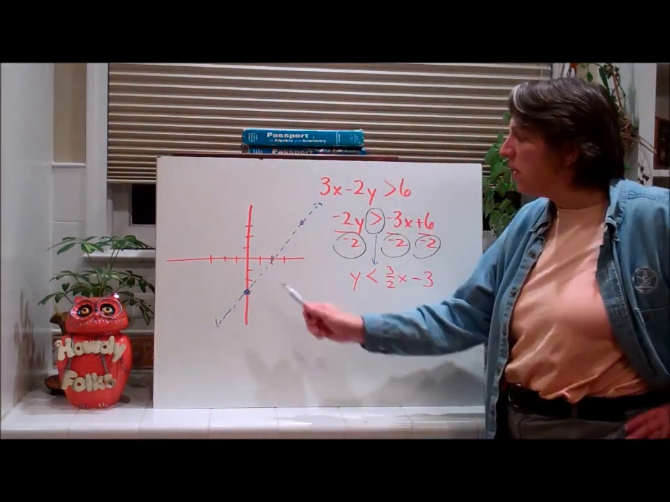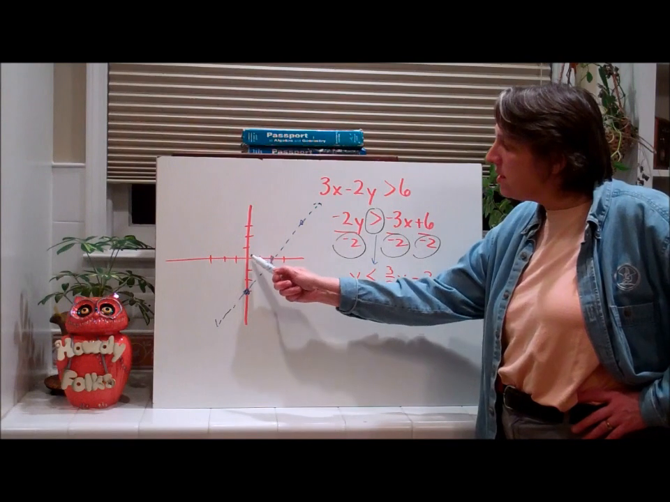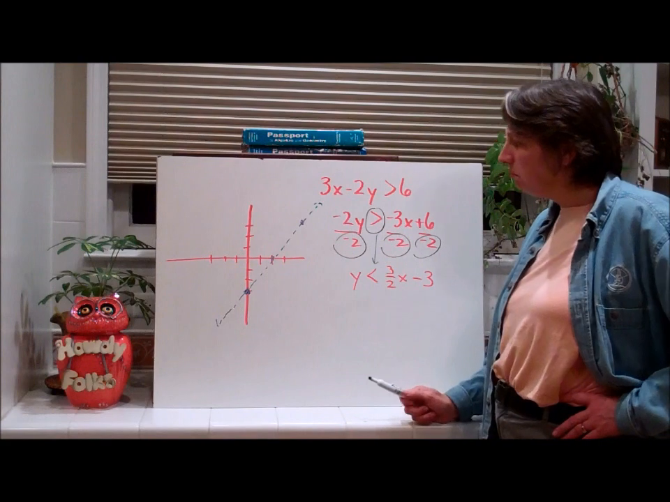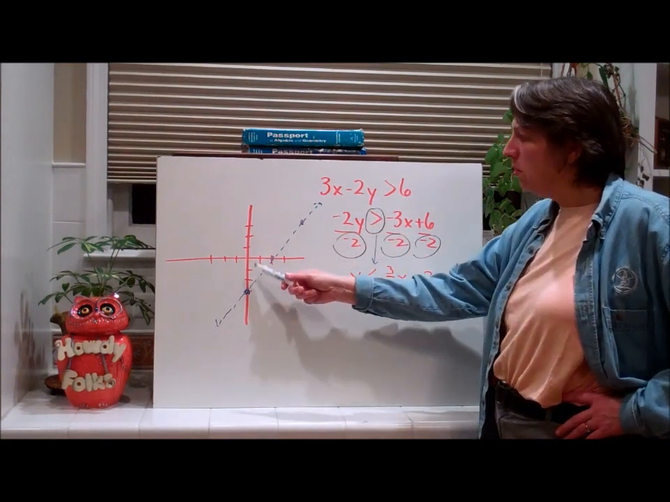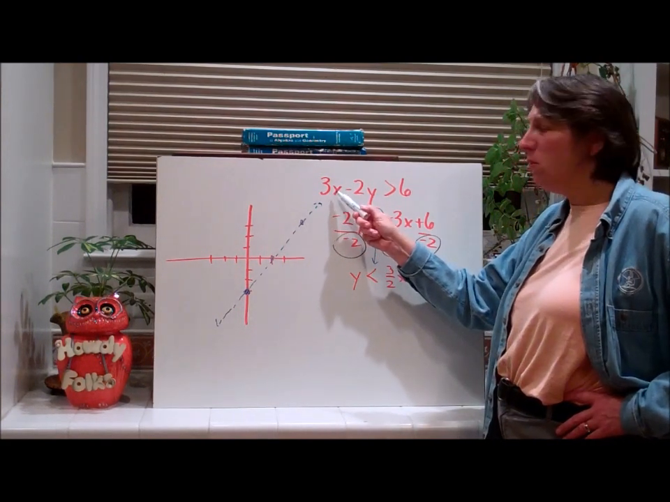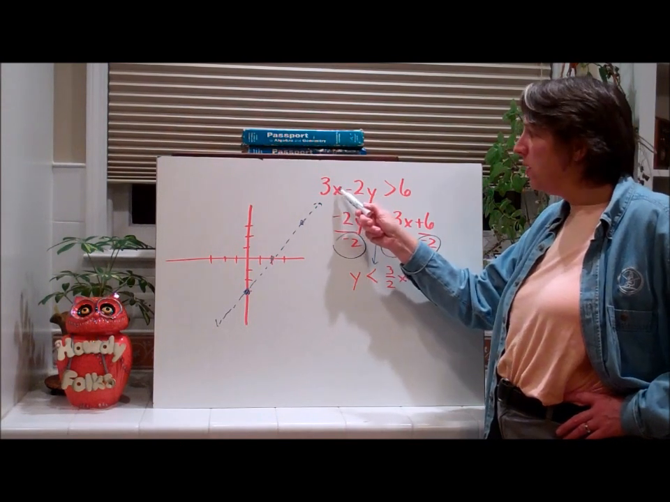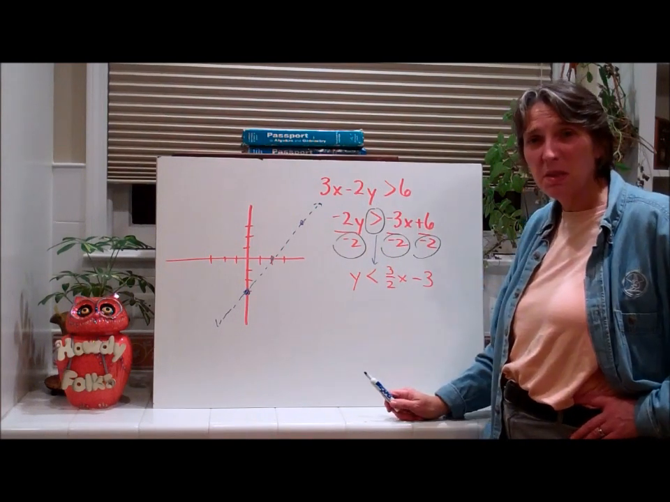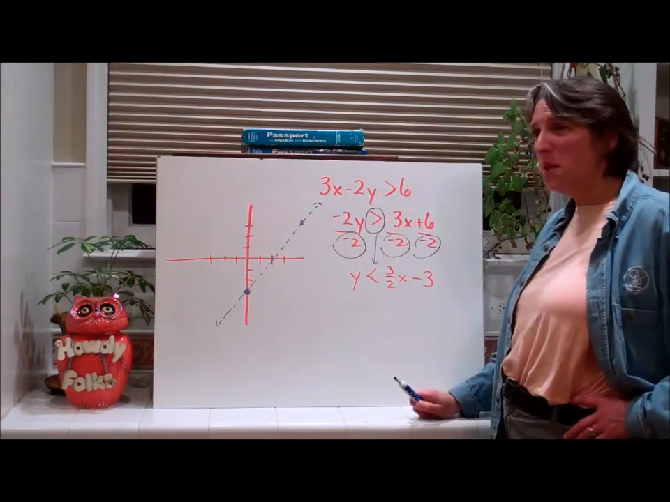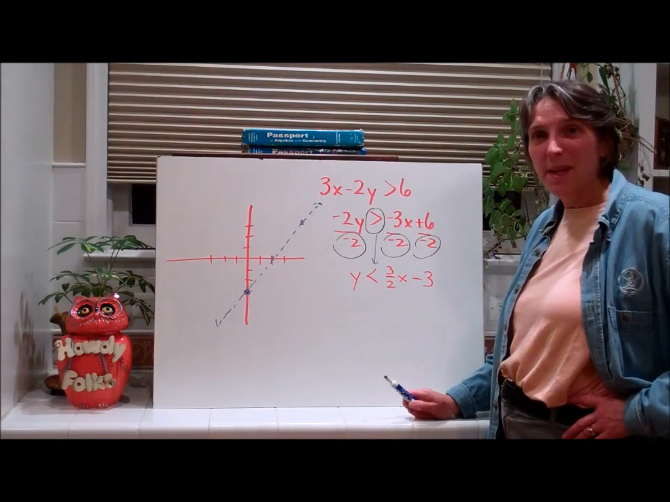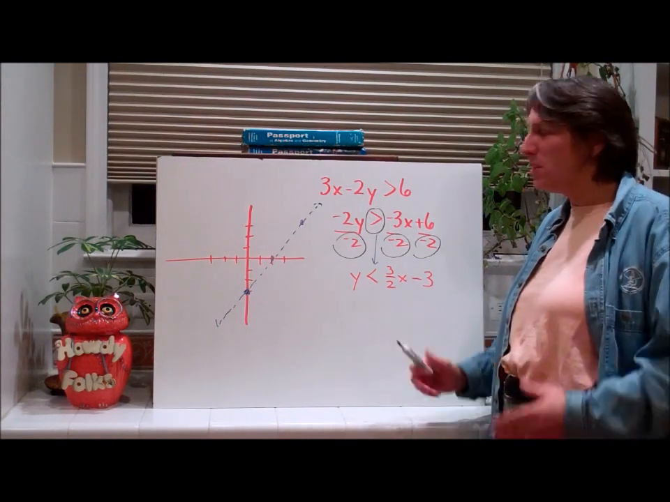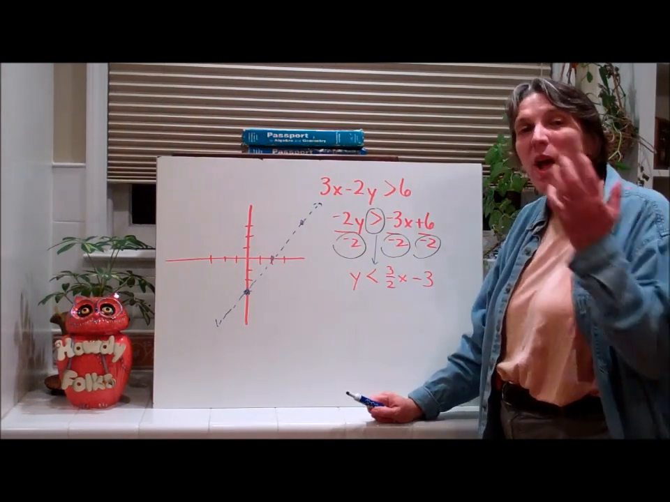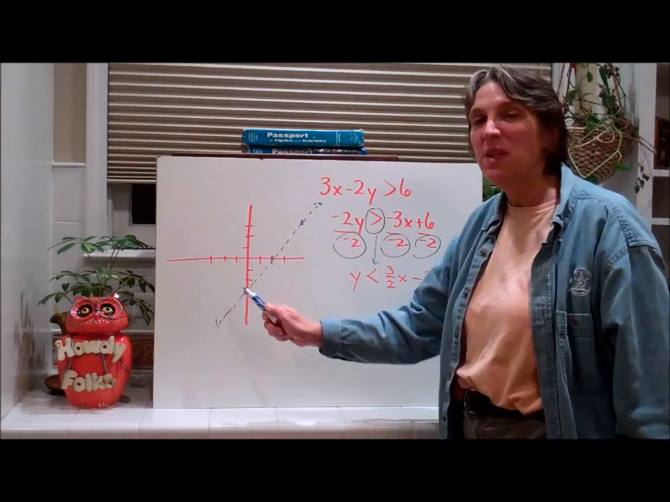For instance, let's pick the point when x is 0 and y is negative 3, because that's the y-intercept. Plug it in. When x is 0, y is negative 3. So this is 0, right? 3 times 0 minus negative 2 times negative 3 is positive 6. Is positive 6 greater than 6? No, it's not. It's equal to 6. So it's on the graph of this line, but it's not a solution. So therefore the line must be dashed.